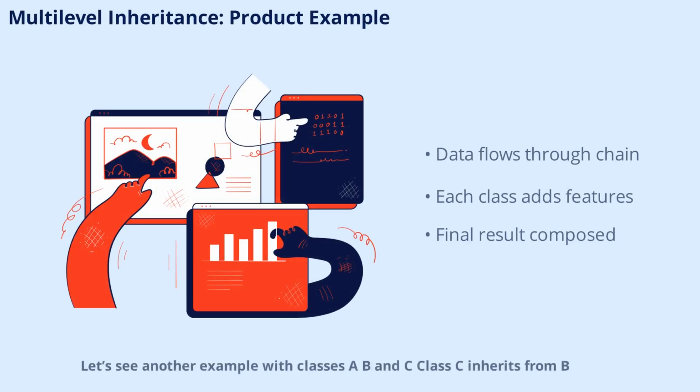Let's see another example with classes A, B, and C. Class C inherits from B, which inherits from A. By setting values in each class and calculating the product, you can see how data flows through the inheritance chain and how each class adds its own functionality to the final result.